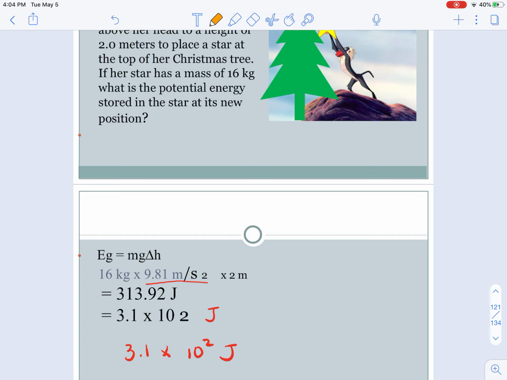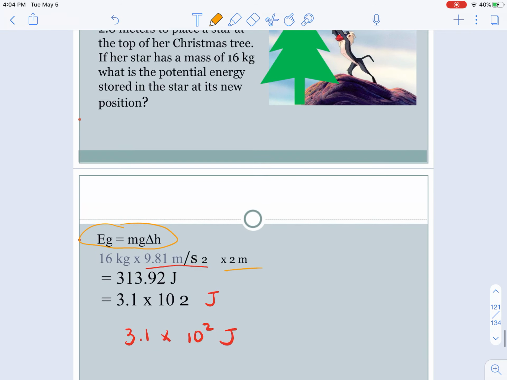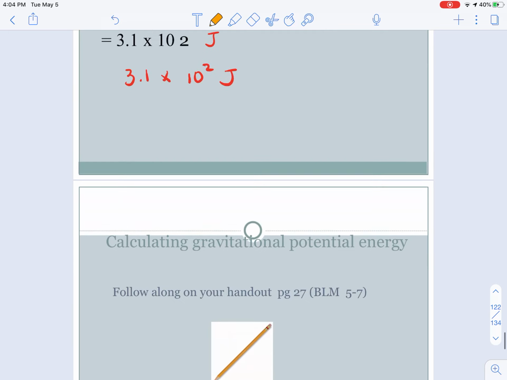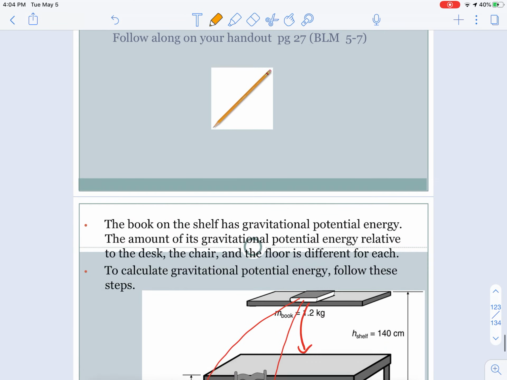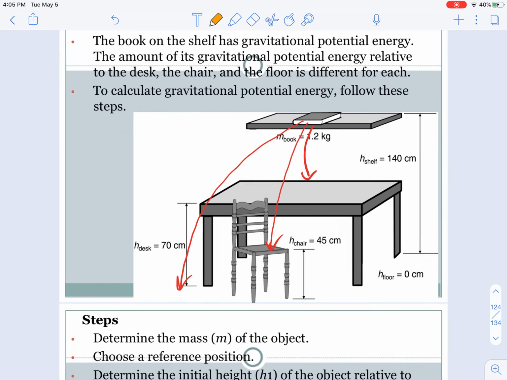And in this example with the Christmas tree, you can see that this star was 16 kilograms, multiplied, that's the mass, by the gravity, 9.81 meters per second squared, which is for all things falling to Earth, and it's up 2 meters high. And so you multiply that, and you get your answer, 3.1 times 10 to the 2 joules. Pretty easy to use this formula.